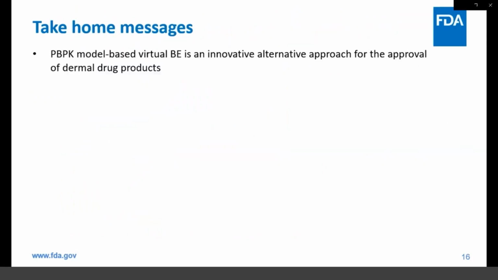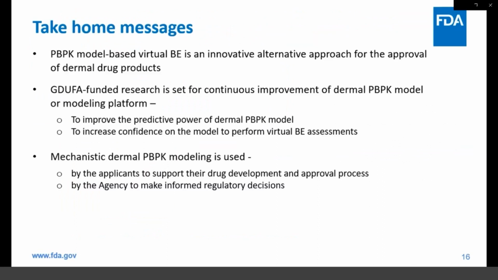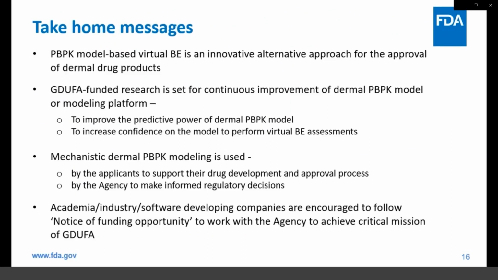To summarize my talk today, PBPK model-based virtual bioequivalence is an innovative alternative approach for the approval of dermal drug products. GDUFA-funded research is set for continuous improvement of dermal PBPK model or modeling platform. Mechanistic dermal PBPK modeling is used by the applicants to support their drug development and approval process, and by the agency to make informed regulatory decisions. Academia, industries, software developing companies are encouraged to follow notice of funding opportunity to work with the agency to achieve critical mission of GDUFA.